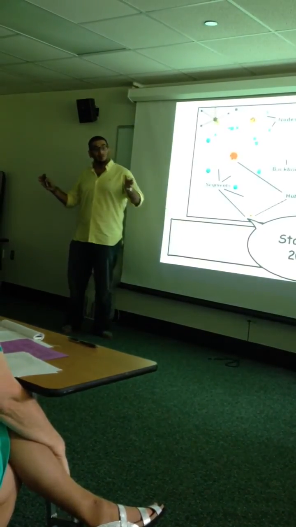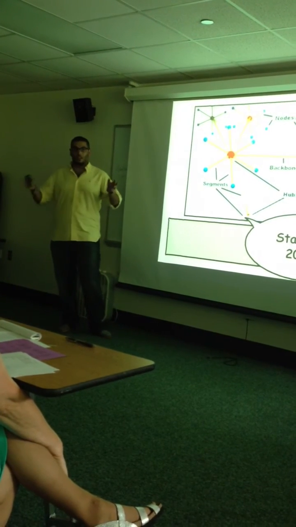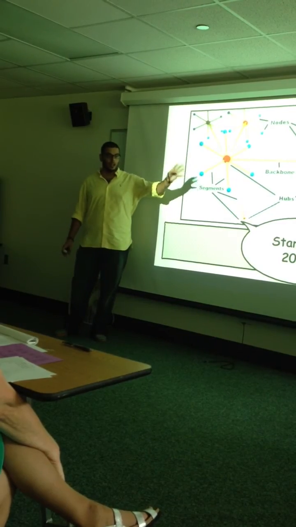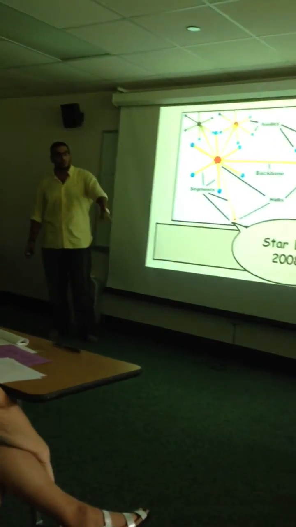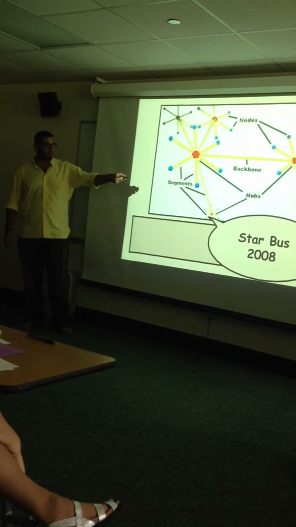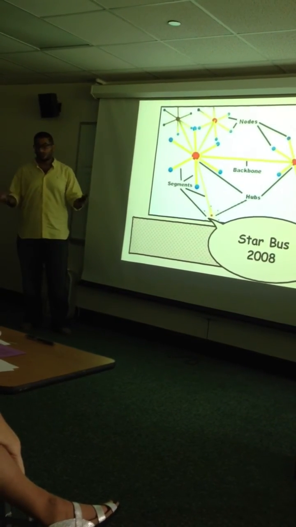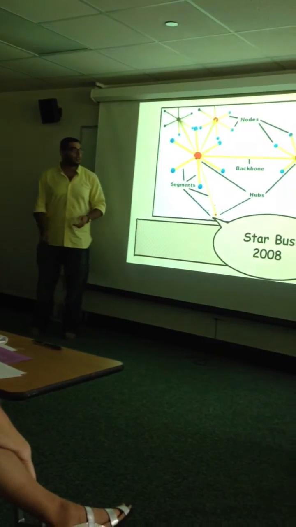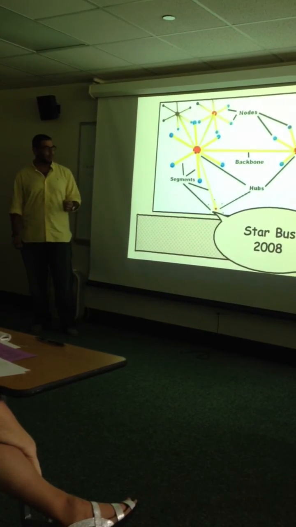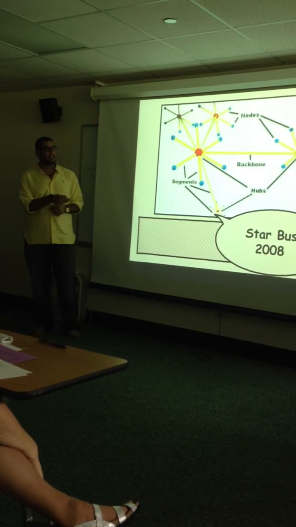The bus connects between buildings, like this building, and connects to the other building with the bus. Nobody can see the cables of the bus topology. Only the technician can see it in the ground. And the star topology is inside the buildings.